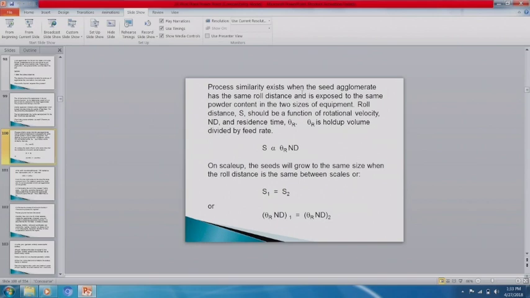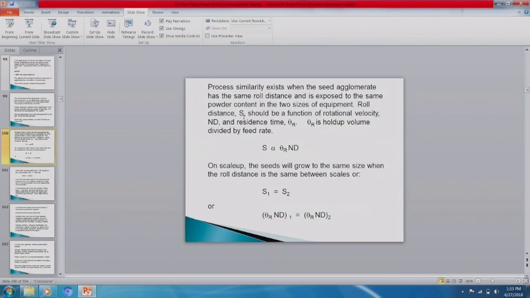So, process similarity exists when the seed agglomerate has the same roll distance, meaning the same powder content between the two sizes. Rolling distance S should be a function of rotational velocity and the residence time. Residence time is how long the material stays in the process. That's the good word, residence. And it's the hold-up volume divided by the feed rate.